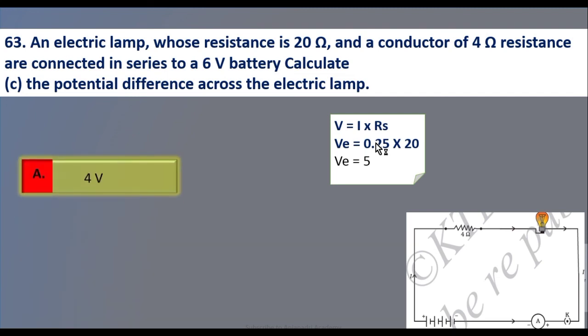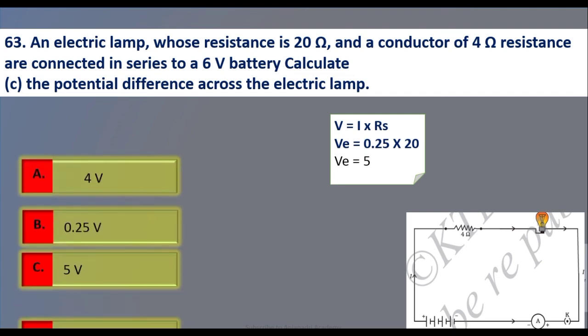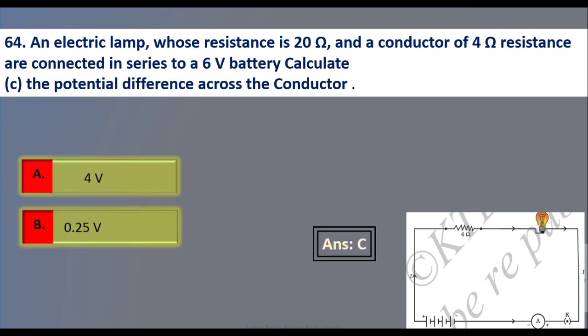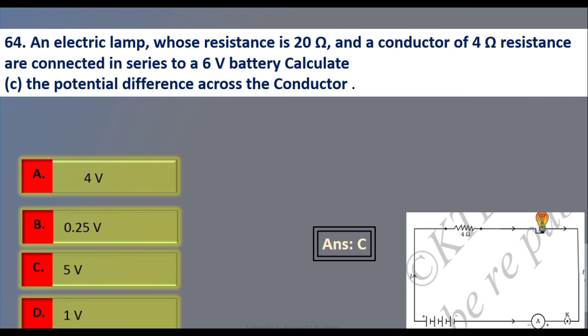Therefore, the option is 5 volt. Therefore option C is the right answer. An electric lamp, the same question, the potential difference across the conductor he is asking. Therefore option C is the answer.